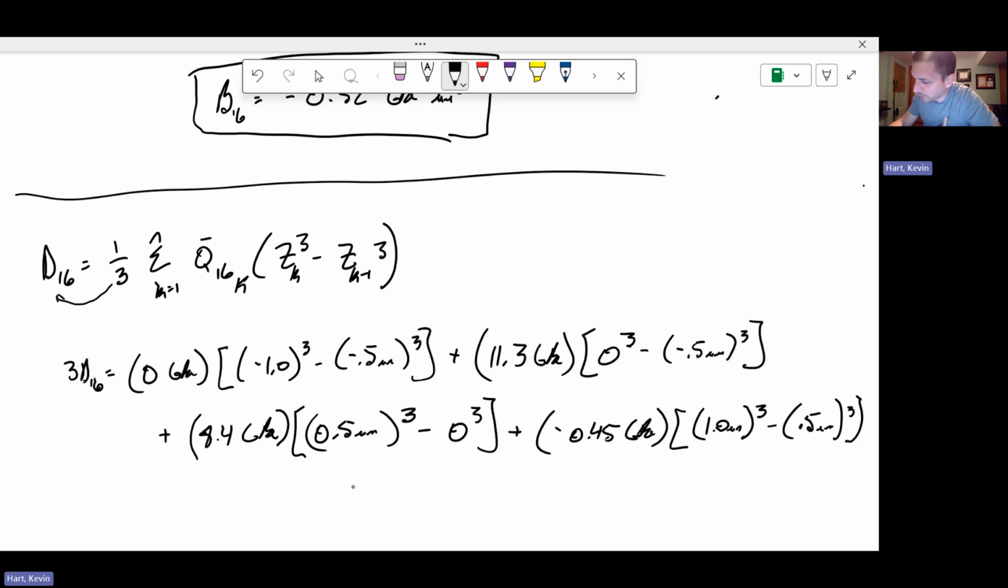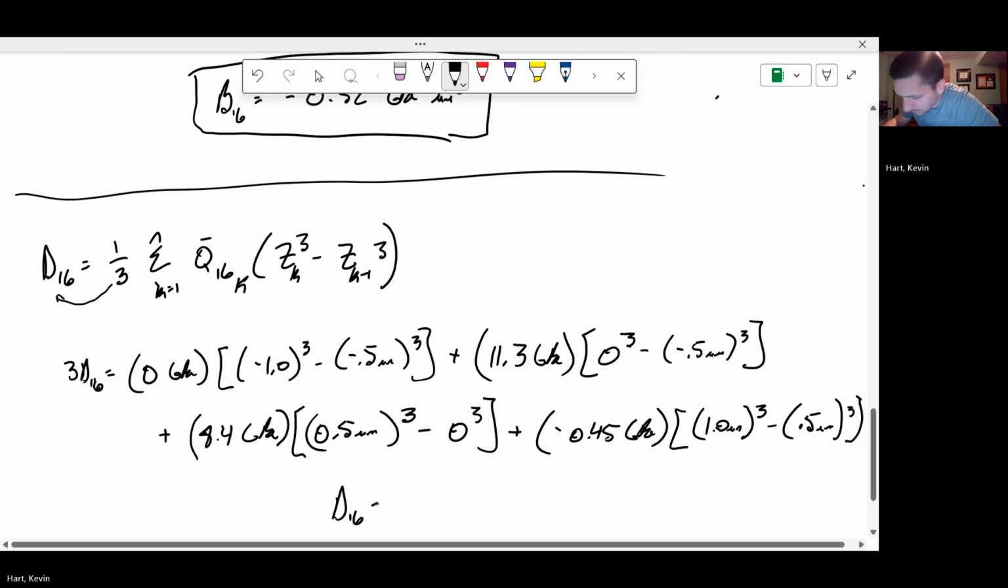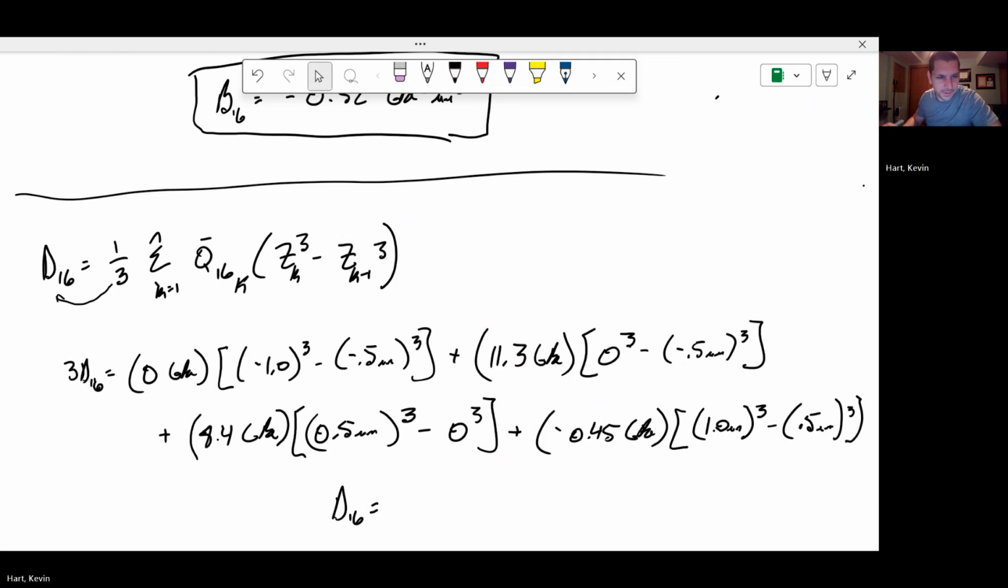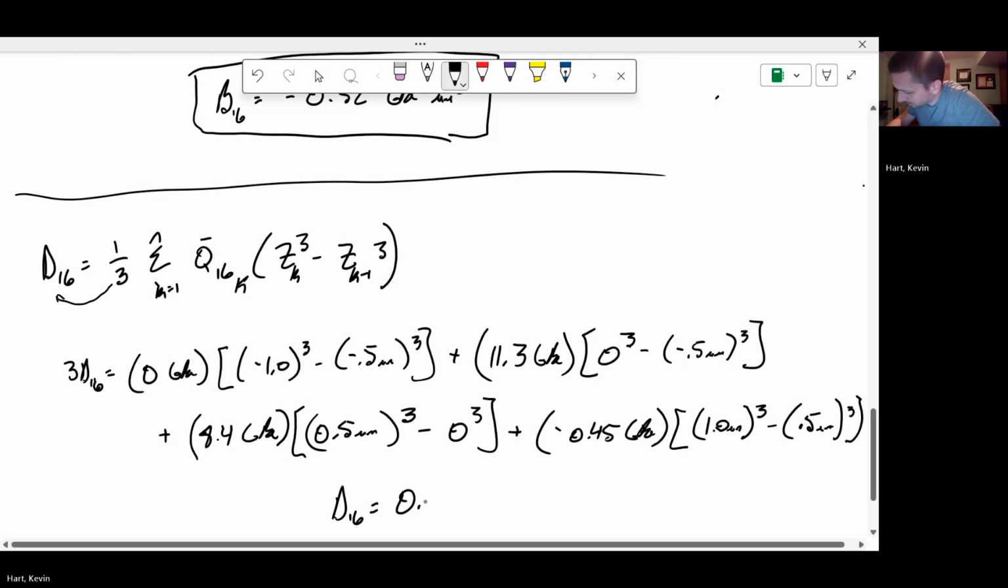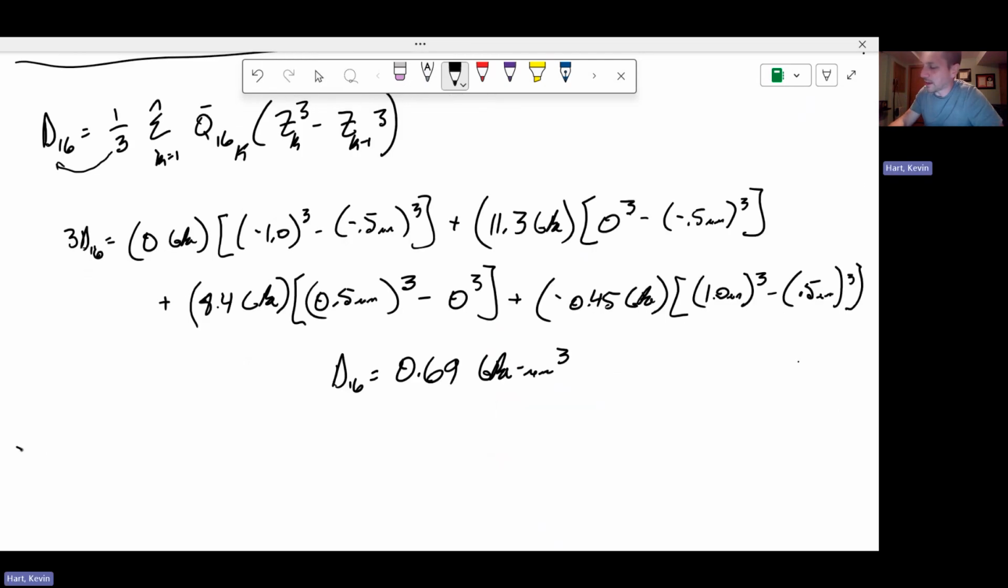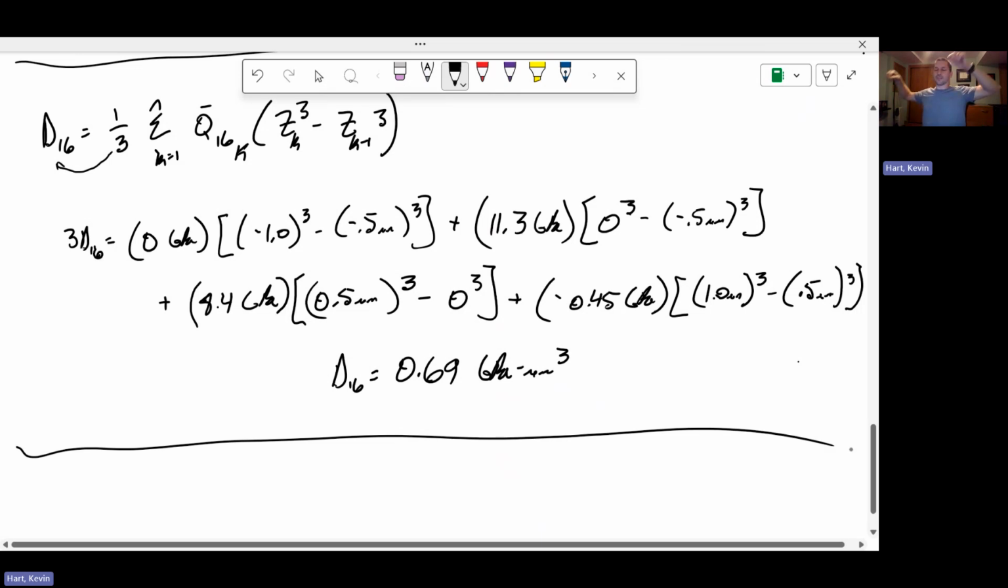All right, work through all this. Don't forget the 3 over here. D16, you will get 0.69 GPa millimeters cubed. Okay, so that's the calculation by hand of the A, B, and D matrix entries.